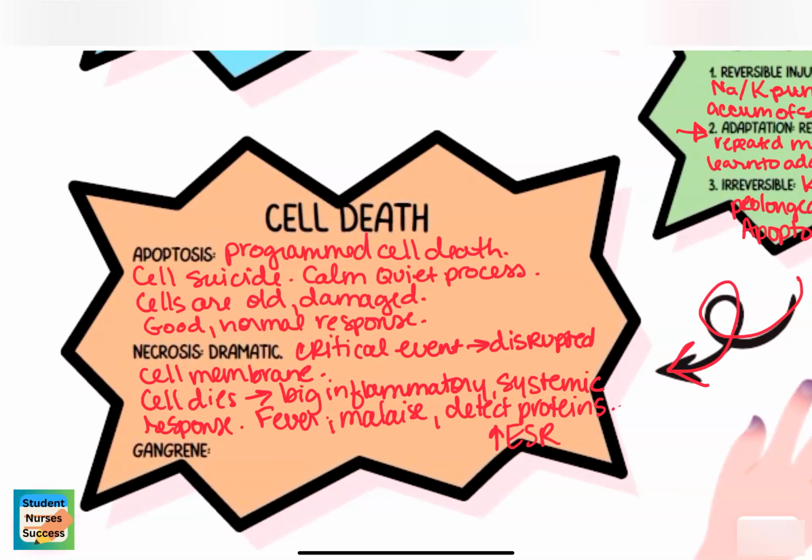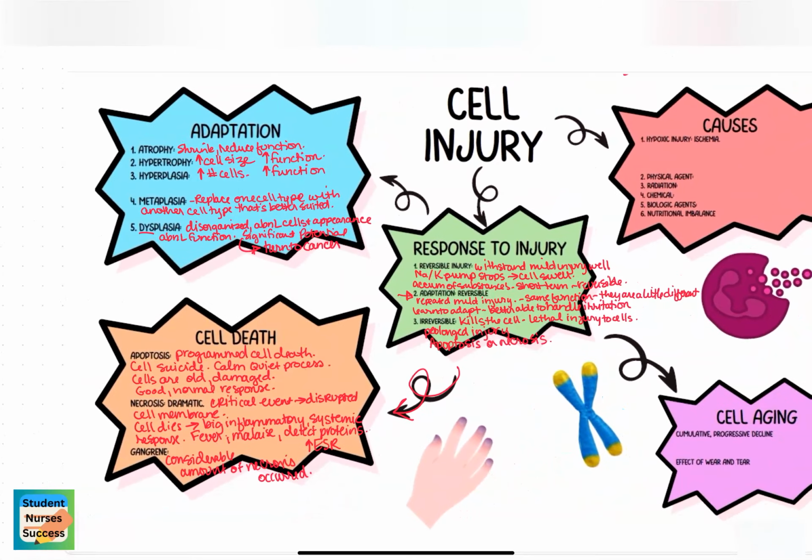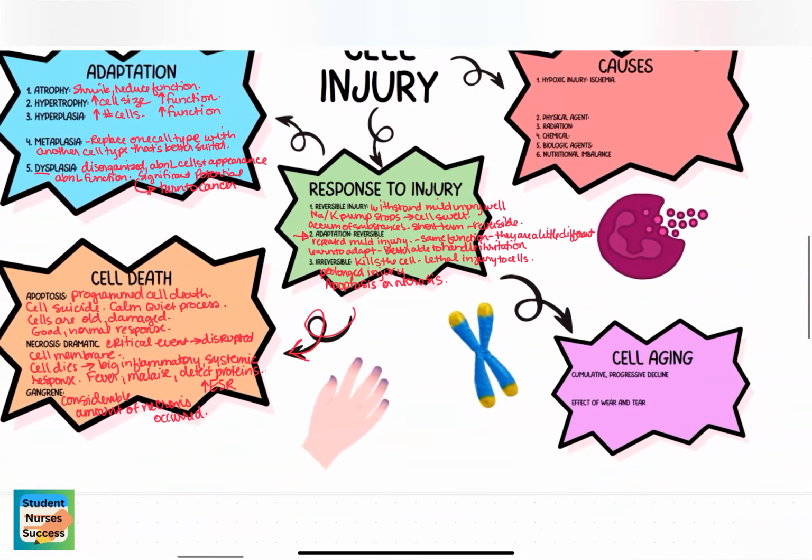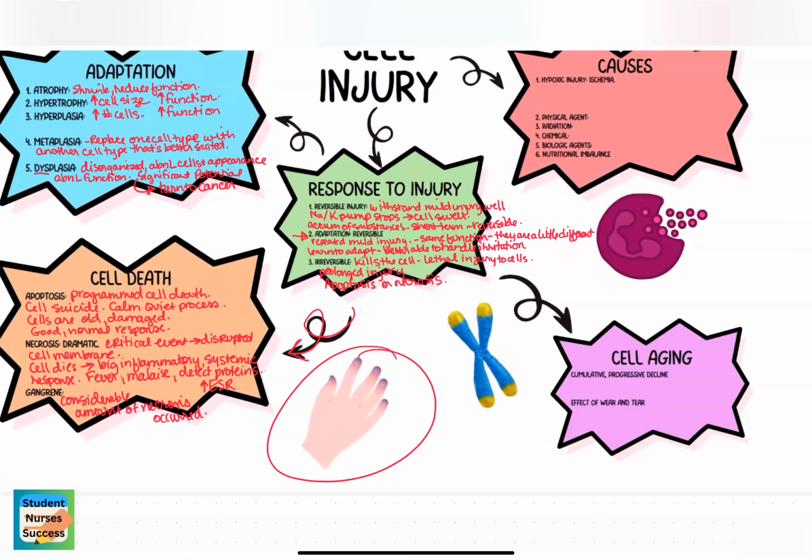So it's very dramatic. Now, gangrene is actually when a considerable amount of necrosis has occurred. And that's when we call gangrene. And you can see a little picture there of the hand.